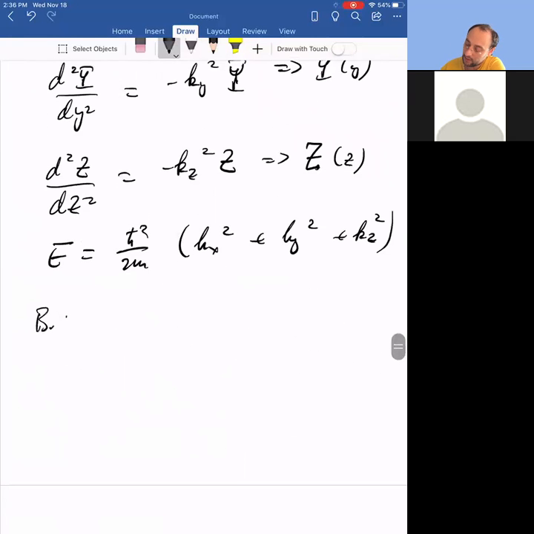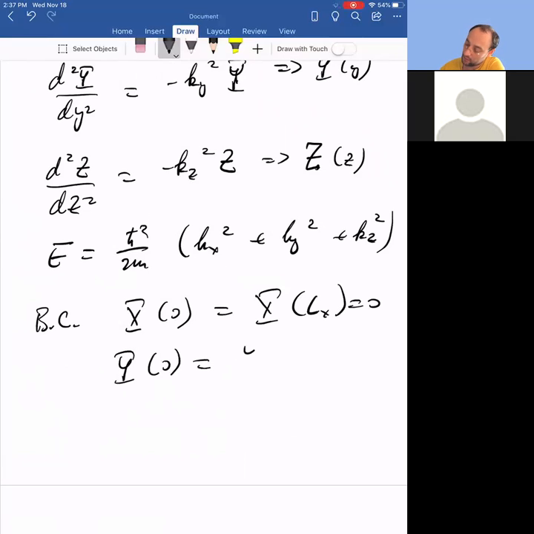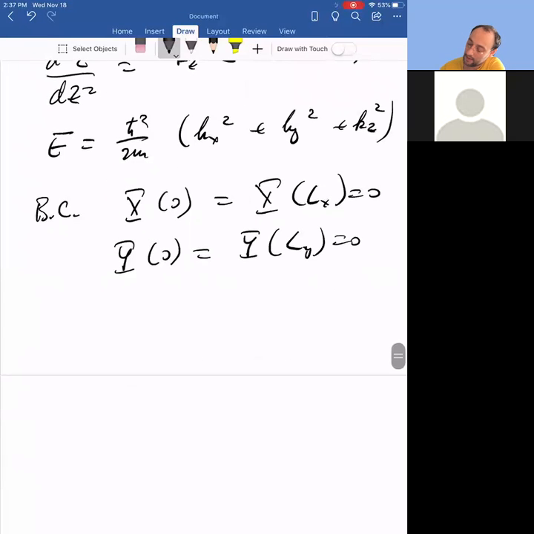And the boundary conditions are X of 0 equals X of Lx equals 0, Y of 0 equals Y of Ly equals 0, and Z of 0 equals Z of Lz equals 0.